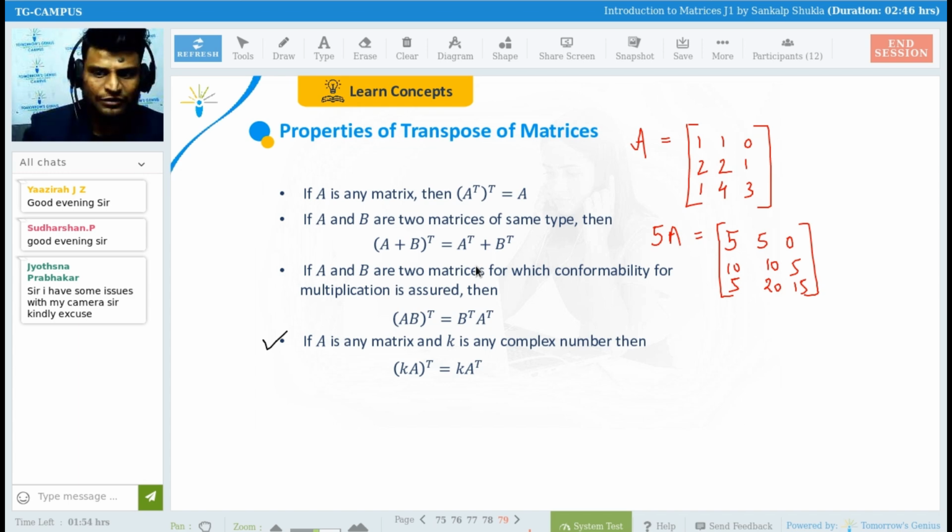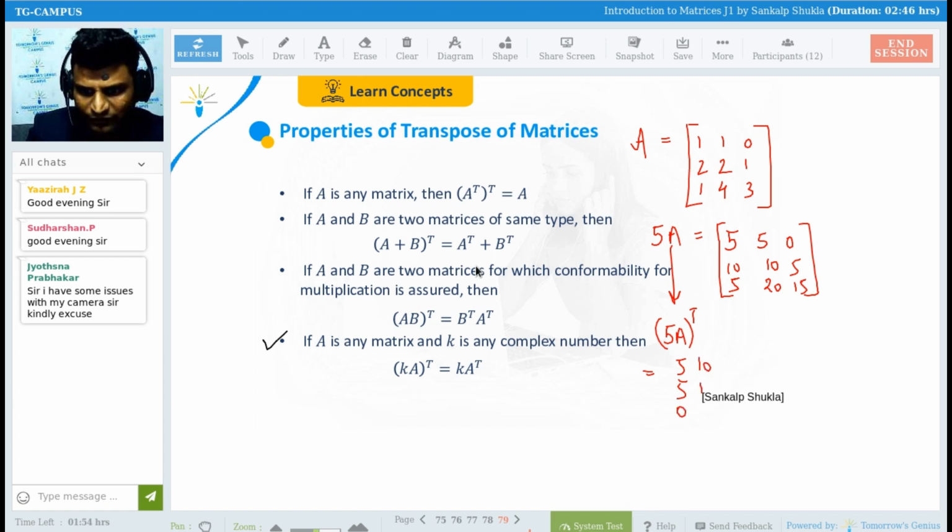So now if I ask you to take the transpose of this, it will be, I can write like 5, 5, 0, 10, 10, 5, and 5, 20, 15. Like this. Okay?